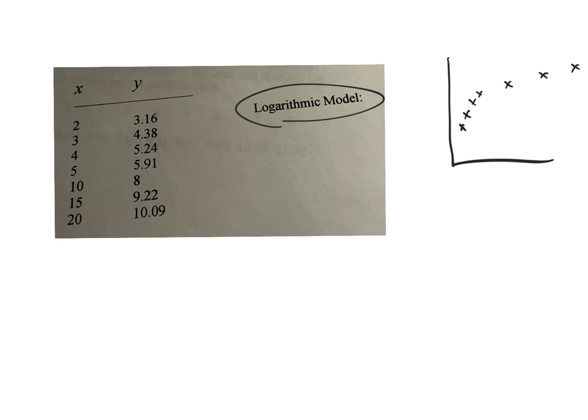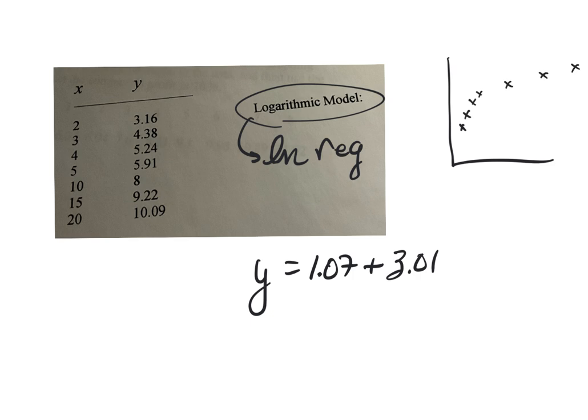This time we're asking you for a log model. So if we go stat calculate, we have to go all the way down to the one that says ln. Let me write that down so everyone has it in front of them. So the log model, what you're looking for is the one that says ln reg. And when we select that one and we let our calculator do its thing, we get an equation. An equation that says y equals 1.07 plus 3.01 ln of x.